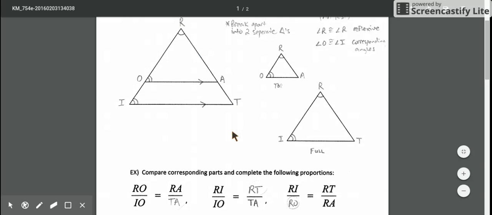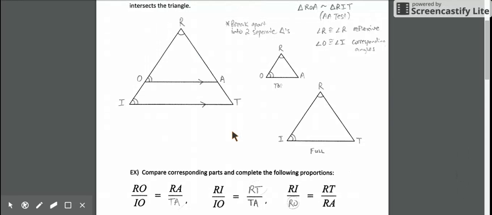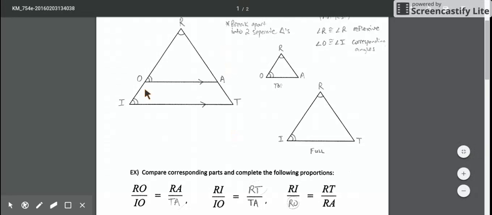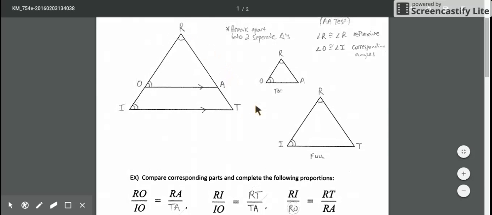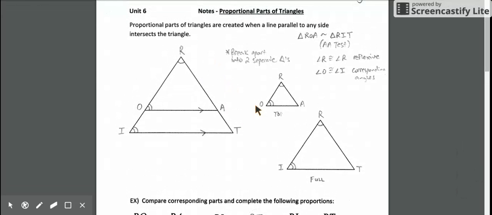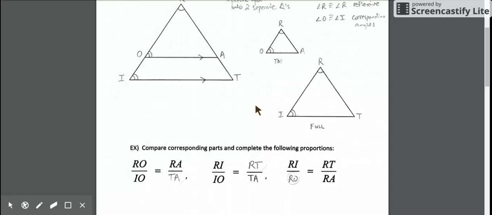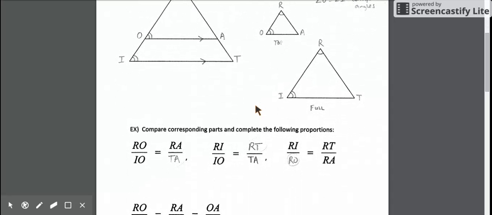To go further and define some more proportional parts, it's easier if we just separate these triangles and look at them separately. So if I take this top triangle, this top smaller triangle, and then compare it to the total triangle, we can actually come up with a few more proportional parts. Let's see if I can get it all on here.